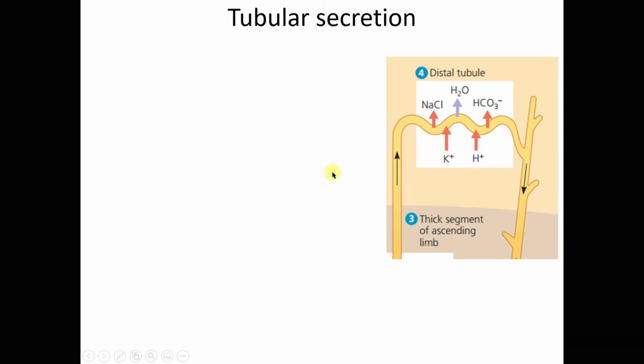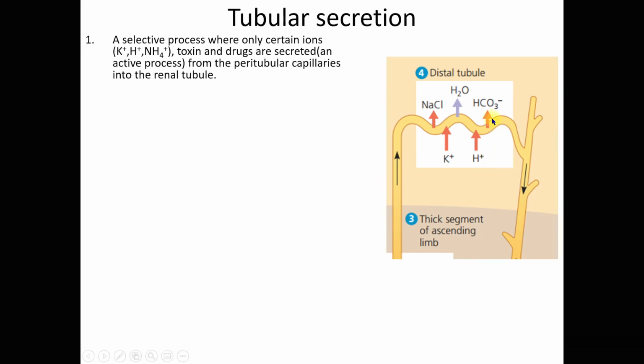Now, tubular secretion. This tubular secretion is an active process where only certain ions like potassium, hydrogen, and ammonium ions, and then toxins and drugs are secreted from the peritubular capillaries into the renal tubule. So in tubular secretion, what happens? The content from the peritubular capillaries is secreted into the renal tubule. It's the other way around compared with reabsorption.